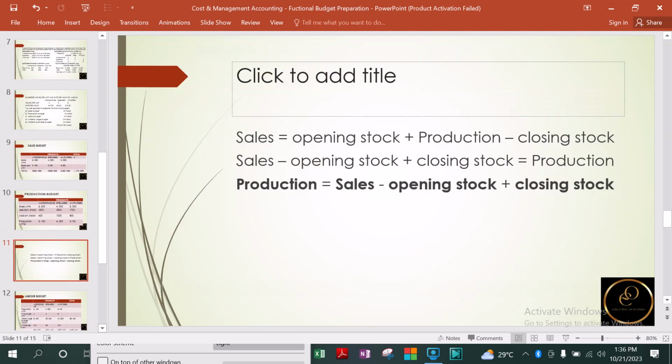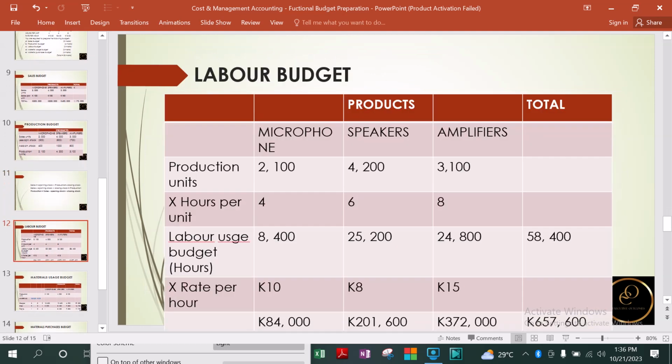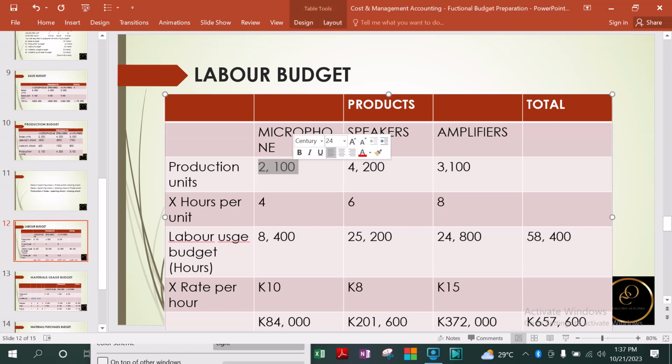Okay, so we move on to look at the next budget, which is the labor budget. Having looked at the production units, for the labor budget you want to know how many hours you are going to take to produce the projected production levels of 2100 microphones. Let me just make a bit of adjustment here.